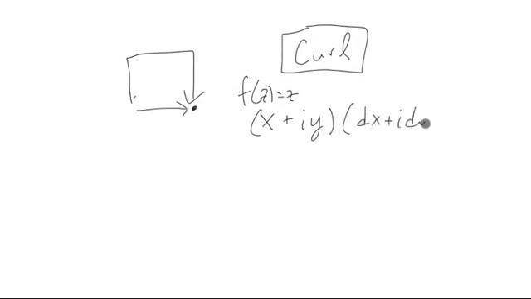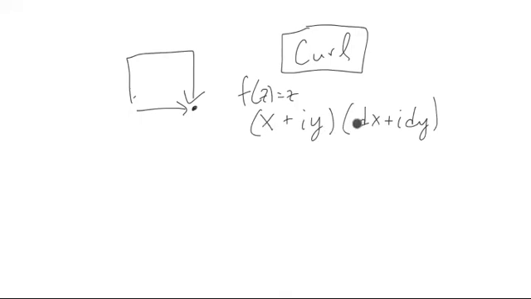So if we have our function, remember, it was f of z is equal to z. So z could be thought of as just x plus iy. But then when you're integrating the differential, you take x plus iy and you multiply it by dx plus i dy to get the line integral that we're after and we're interested in. So let's take a look at that line integral.